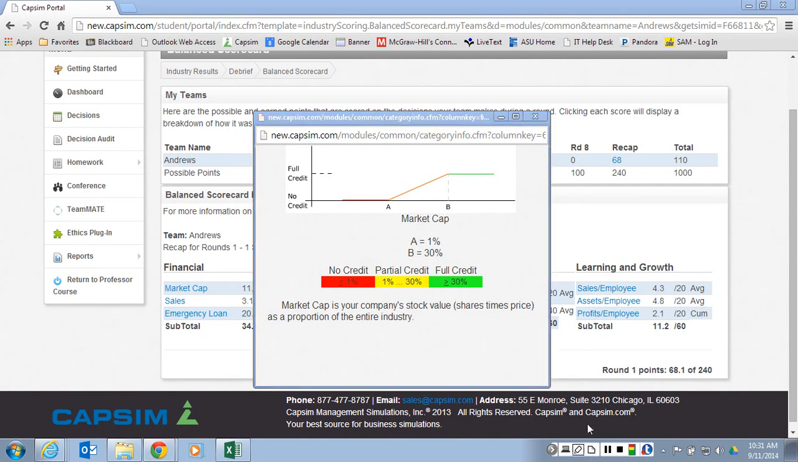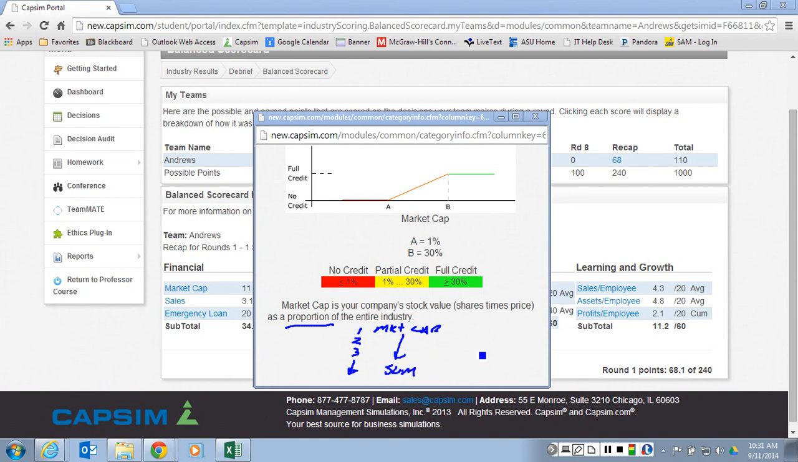Well, to get full credit, then you need to be that market capitalization. And this is as a portion of the entire industry. So what's happening is we're taking the shares times the stock price for each company. So we've got 6 companies, 1, 2, 3, and so forth. All right. We get the market cap here, and we do that for each company, and then we sum them up.